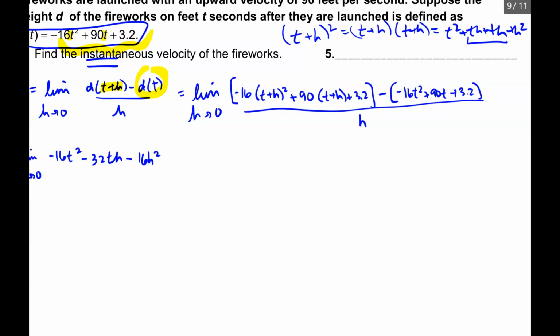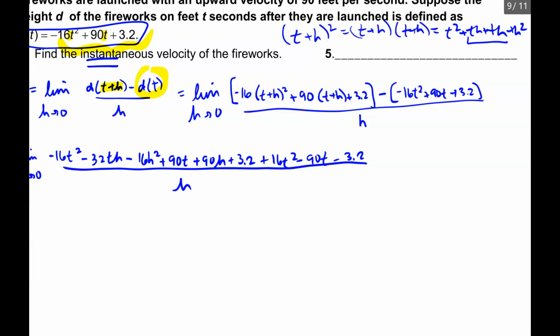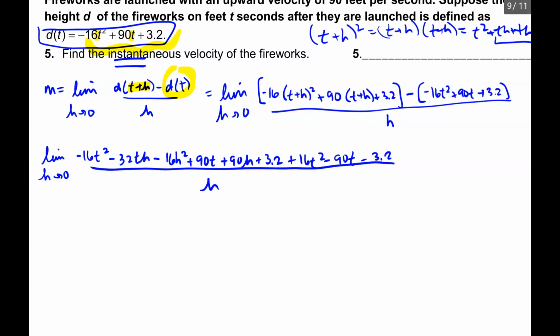Okay, distribute the 90. So plus 90t plus 90h plus 3.2. Yay. Okay, distribute this negative out. Plus 16t squared minus 90t minus 3.2, all over h. Alright, favorite part, cancel this out.